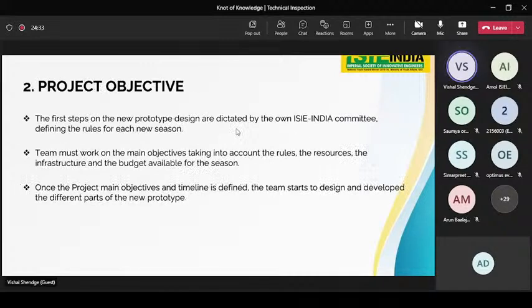Then, what are the project objectives? The first steps of the new prototype design are dictated by the own ISIEINDIA committee, defining the rules for each season. Team must work on the main objective, taking into account the rules, the resources, the infrastructure, and the budgets available for the season. Once the project main objective and timeline is defined, the team starts to define and develop the different parts of the new prototype. Then, vehicle design.